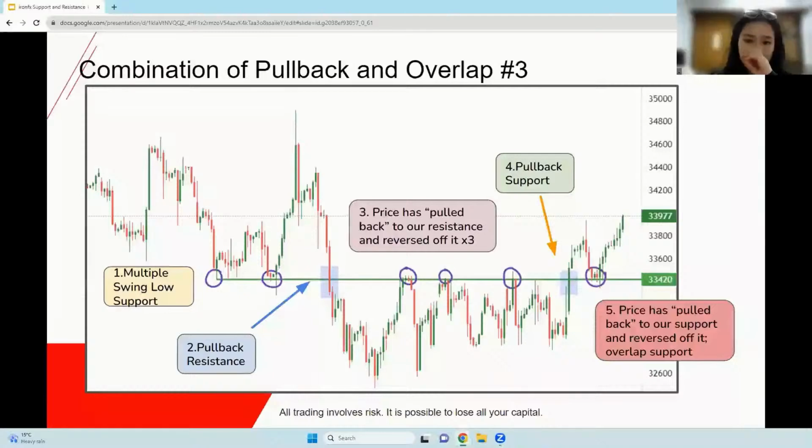Okay, now let me pull out my TradingView and then we can take a look at some charts together. Let me know in the chat if there are any specific charts that you would like to see.